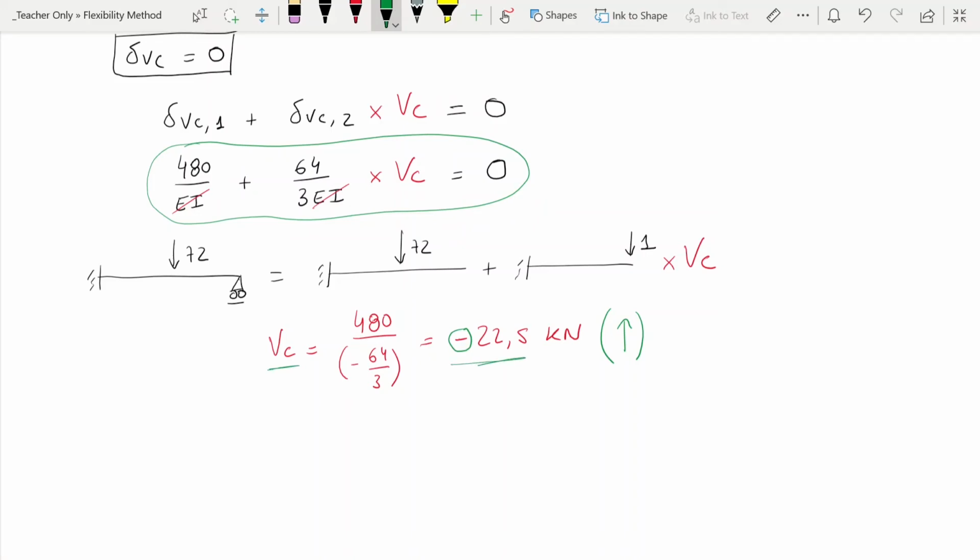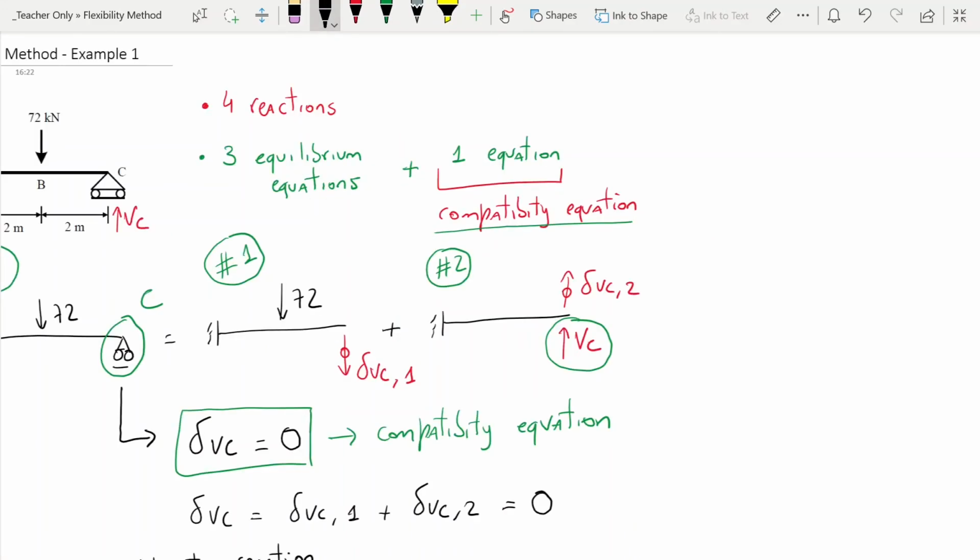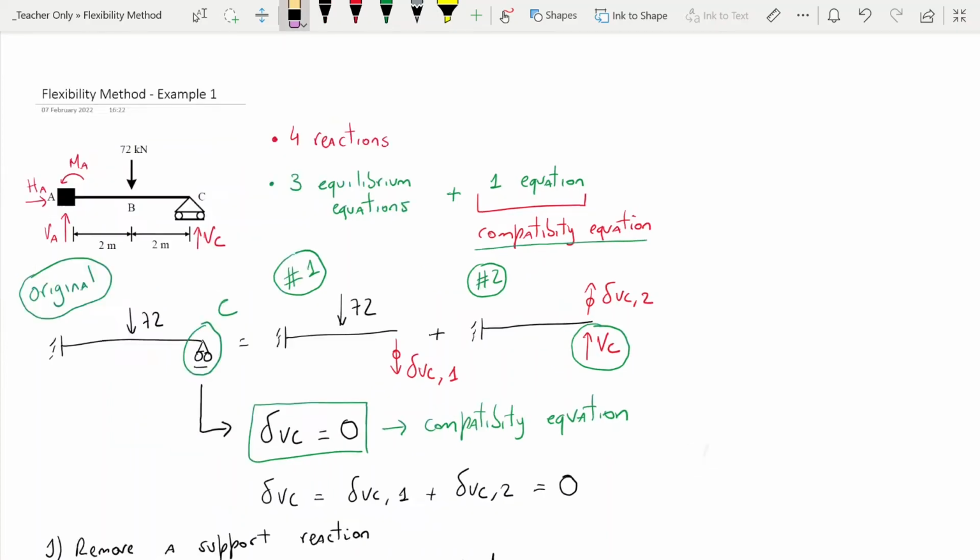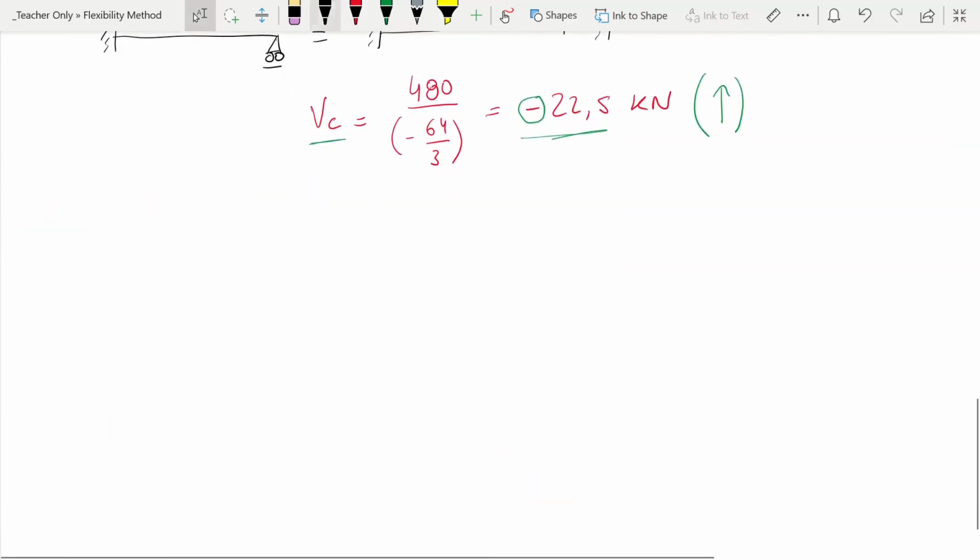And now our problem is solved because we now have 4 reactions and 3 equilibrium equations, but one of the reactions is solved. So that means now we can find the other 3 using methods that you learned in the previous years, using equilibrium equations, for example. So before we close the video, our final step is to calculate the final bending moment diagram.